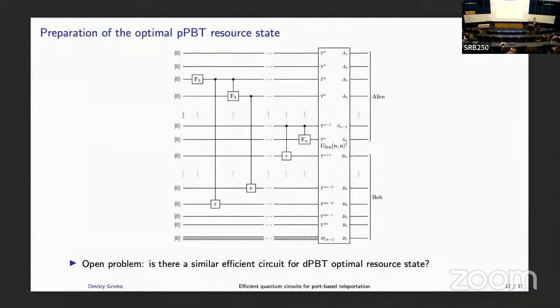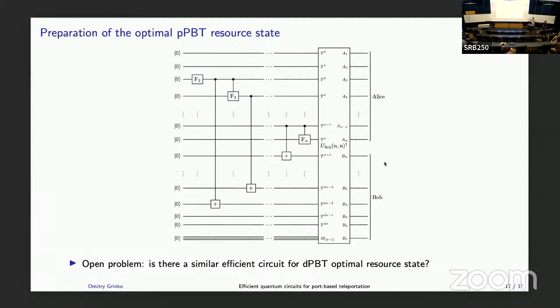As a final comment, we also look at the problem of actually preparing the optimal states. We find that implementing the optimal state for probabilistic PBT is efficient, and you can use the circuit described here. Those F gates, which you see here, depend on this optimal state, and it turns out that these gates are actually easy to implement. The calculation in the beginning happens in this Gelfand-Tsetlin basis. Then you do this Schur transform, which brings it back to the standard qudit basis on Alice and Bob's sides.